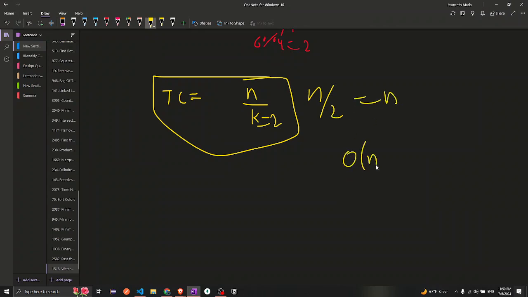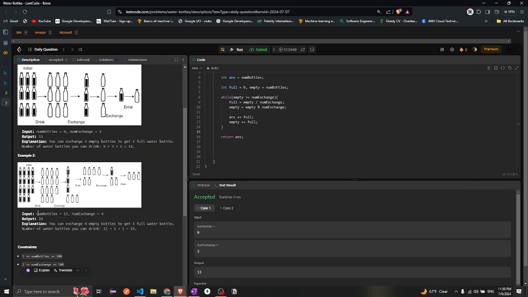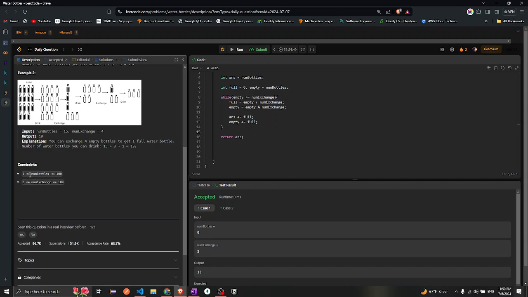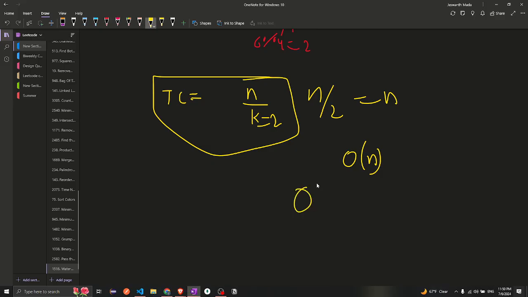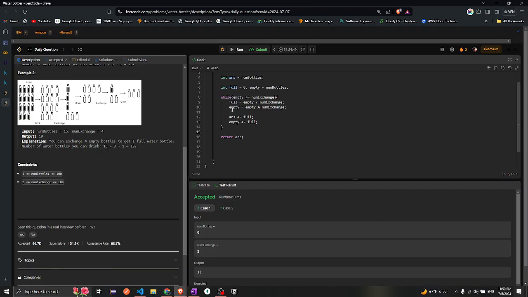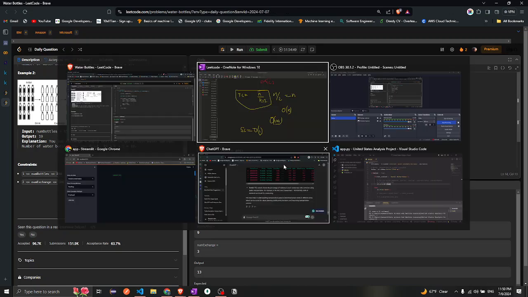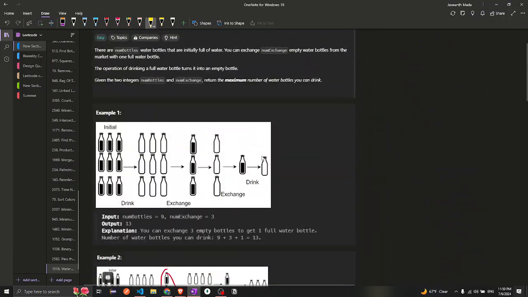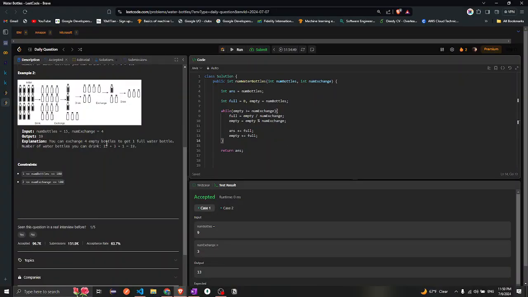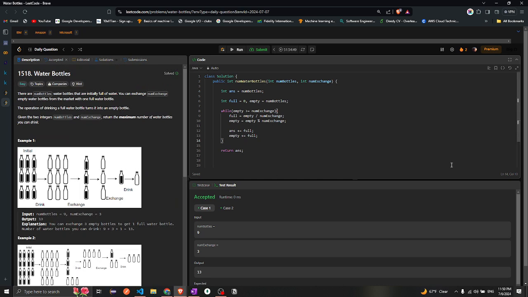So the time complexity is order of n, which is directly proportional to the number of bottles given. But here, if you observe carefully, the number of bottles can only be 100. So at most, the time complexity will be order of 100. And if you look at the space complexity, it's obvious, right? Order of 1. We are not using any arrays or any extra space. So this is basically the space complexity and time complexity, guys. And yeah, that's it, guys. Thank you.